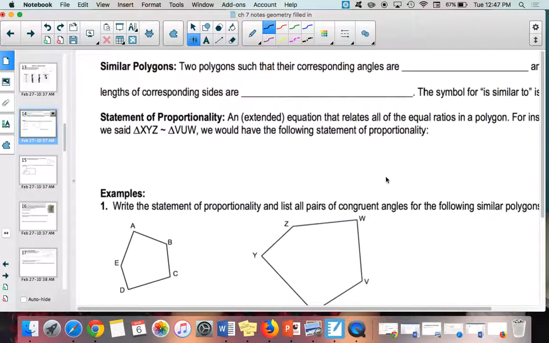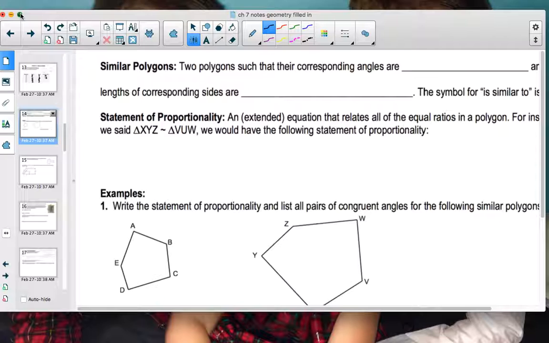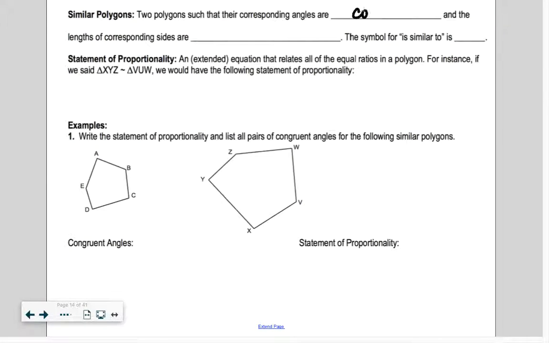Okay, so similar polygons. Two polygons such that their corresponding angles are congruent, and the lengths of the corresponding sides are in the same ratio. So the word we would use there is proportional.